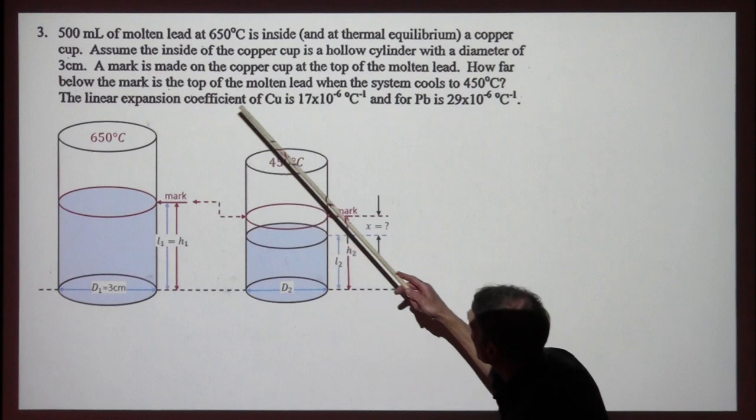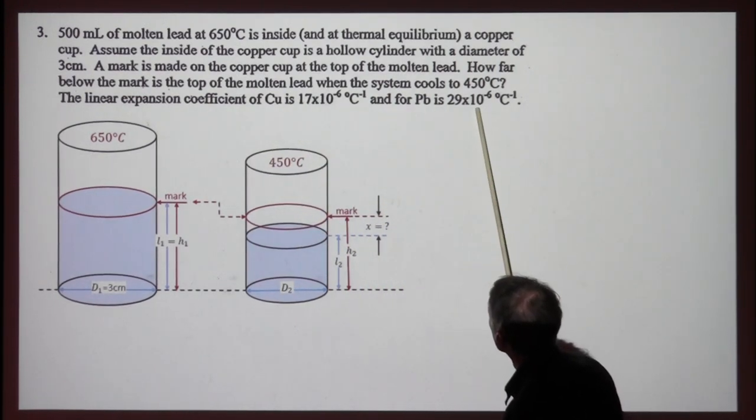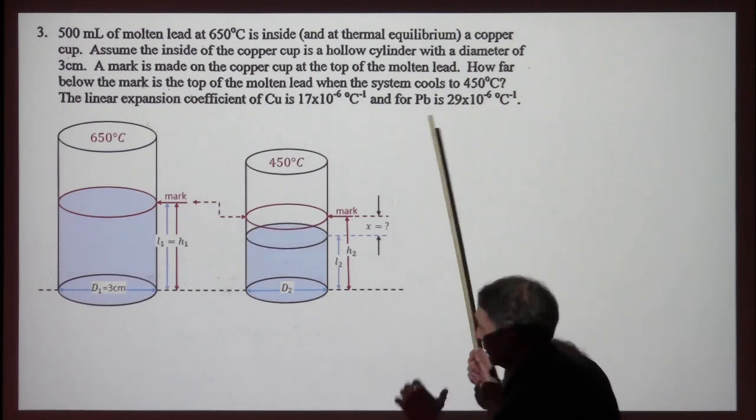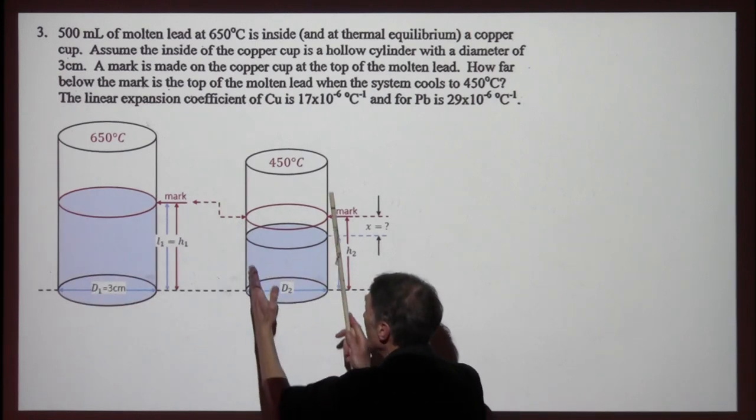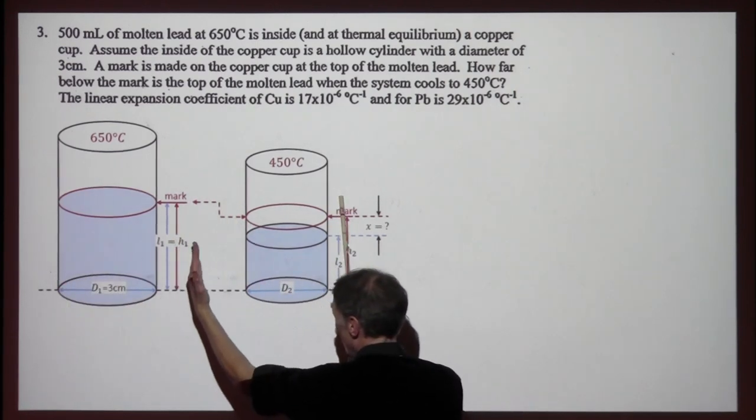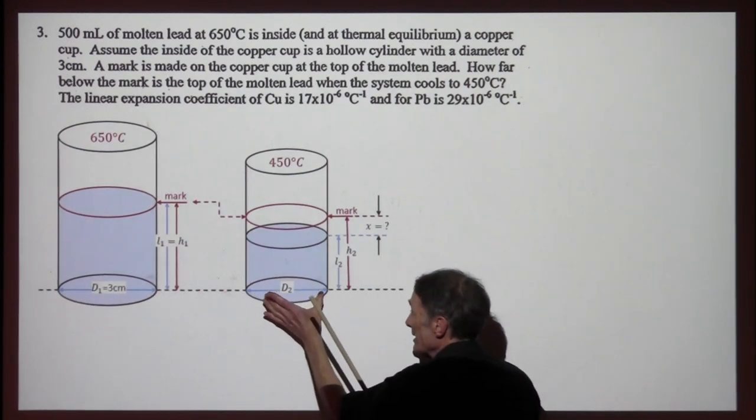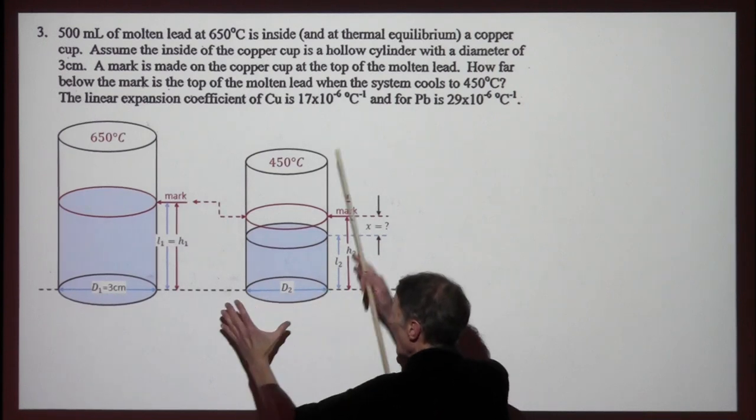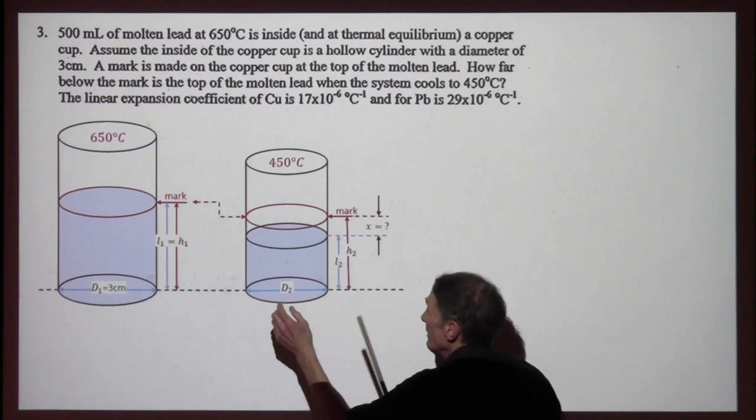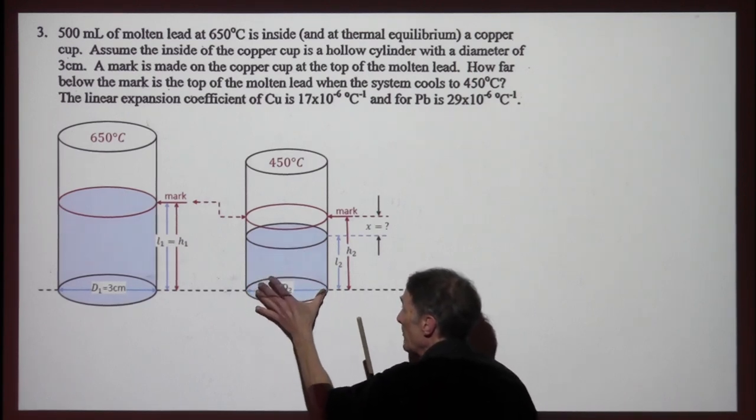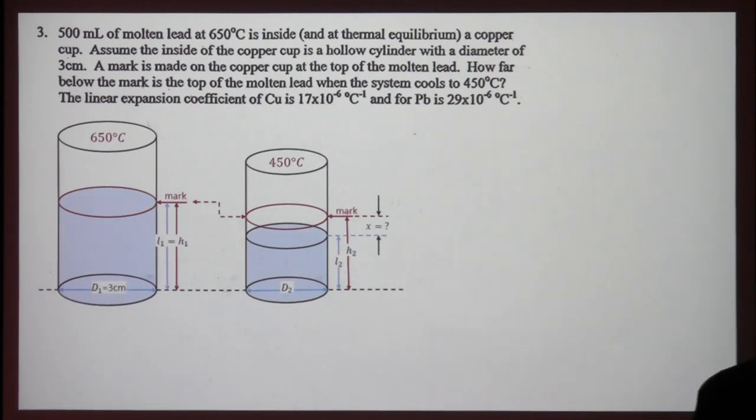He gives you the linear expansion of the copper and also the linear expansion for the molten lead. And the molten lead, of course, is like a liquid that can take the shape of the container. Everything on this copper cup is going to shrink down in diameter. It starts out at 3 centimeters. It's going to shrink down to something. We have to determine what that is. Every dimension of the copper cup is going to come down. And then the lead will take that shape, but will come up to only a certain level of height.